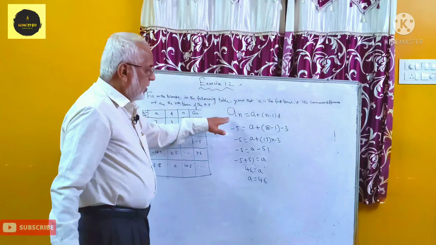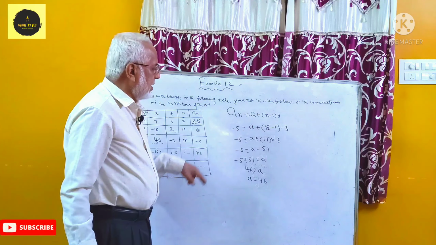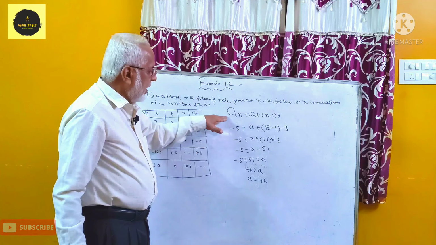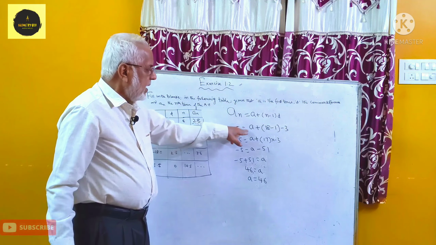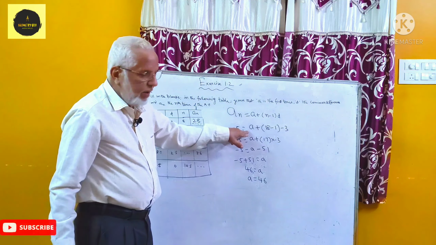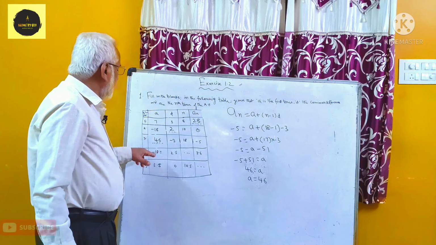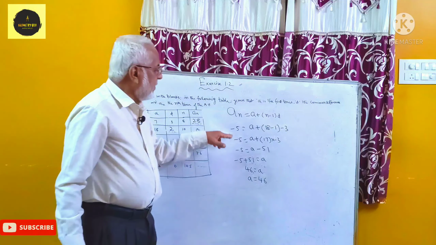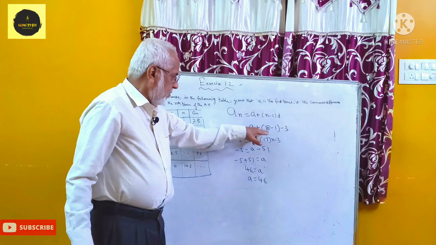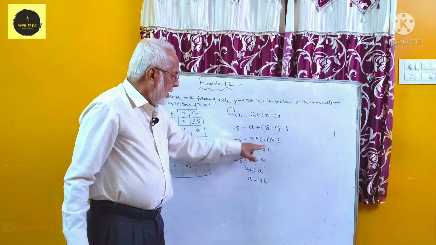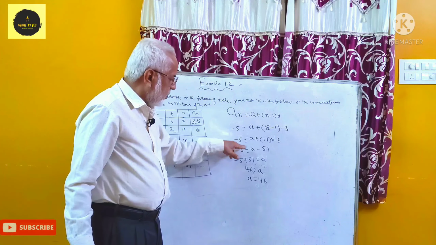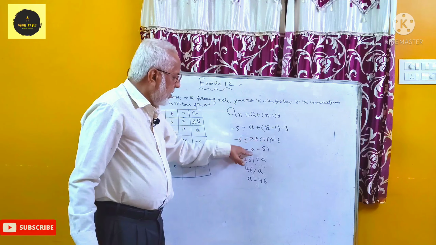Now come to this, once again repeat. First of all, write down a n is equal to a plus n minus 1 into d. Then substitute the value of a n is equal to minus 5. A we do not know, we have to find. Then n is 18, minus 1, into the value of d, which is minus 3. Minus 5 is equal to A plus, subtract 1 from 18, 17 into minus 3.